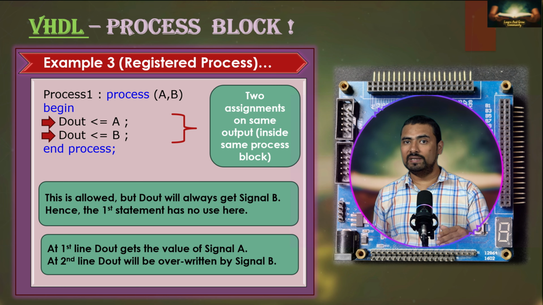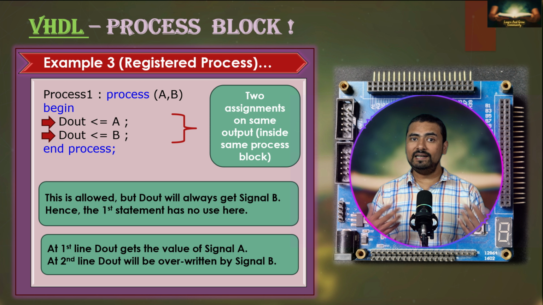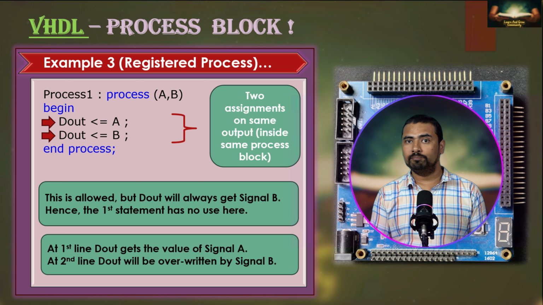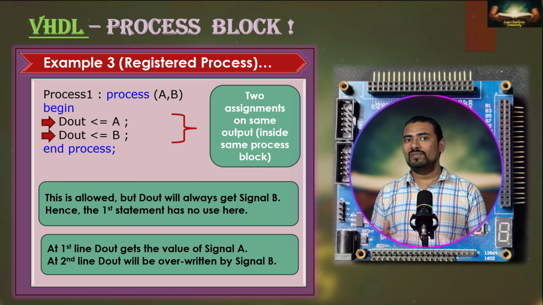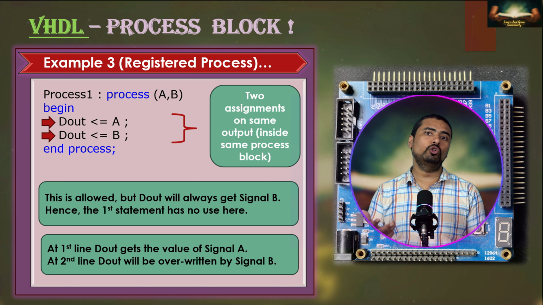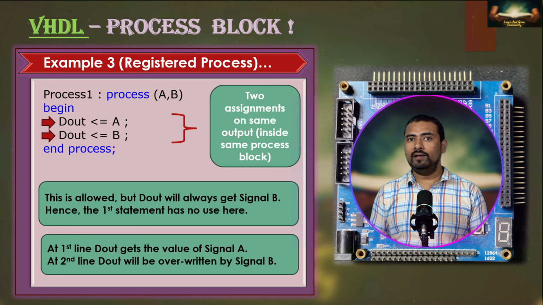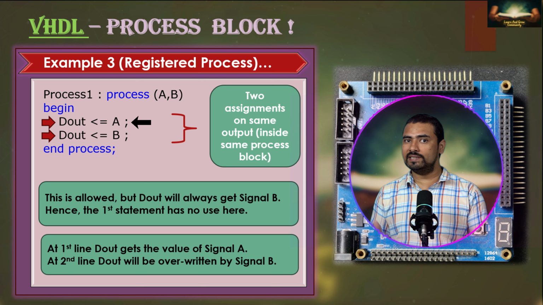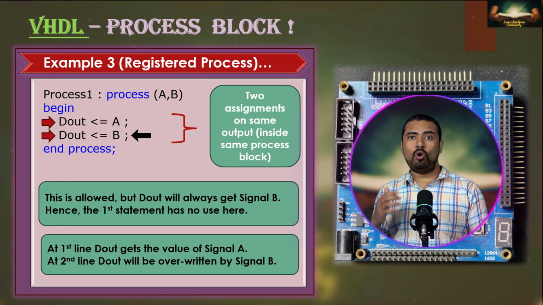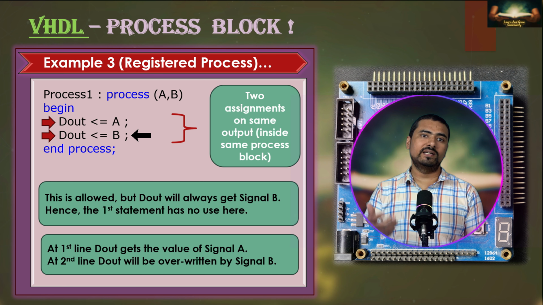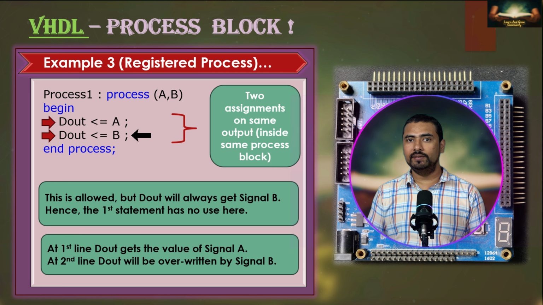But this is the problem itself. Well, this is not a syntax error or a compiler error, but a logical error. And the VHDL compiler will not tell you about this functional error. Can you guess what this functional error is? Well, the problem is that the first statement, which is Dout is A, is of no use because the Dout signal will always be overwritten by the second statement, which is Dout is B.